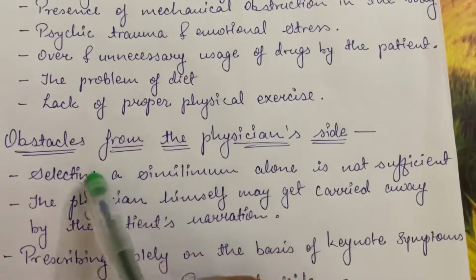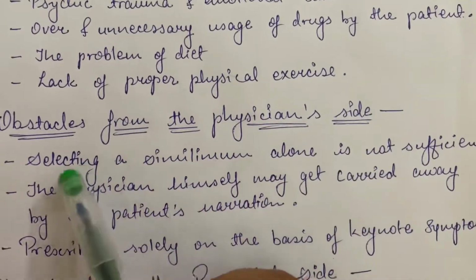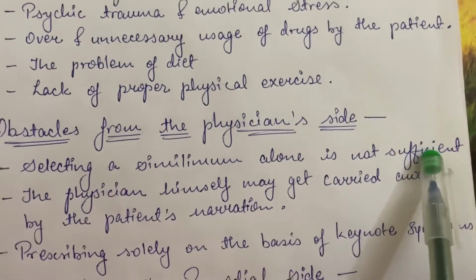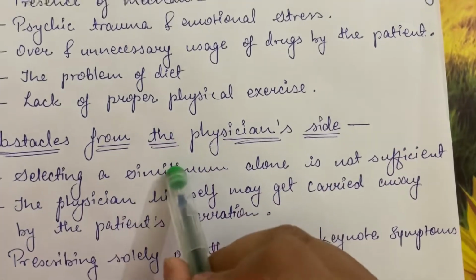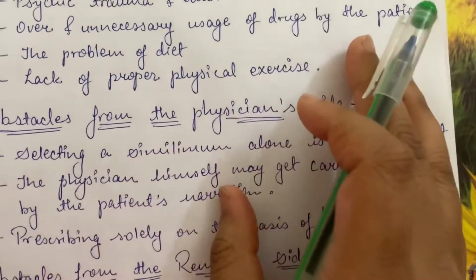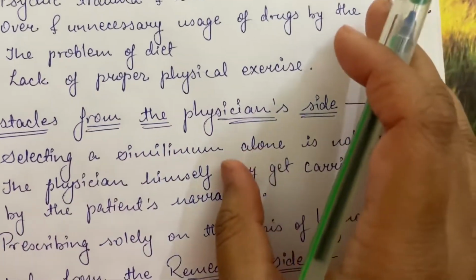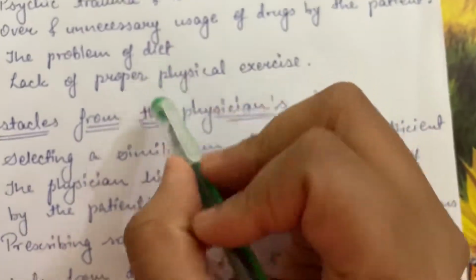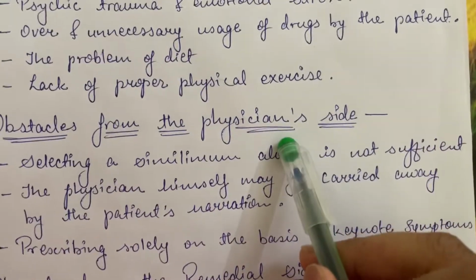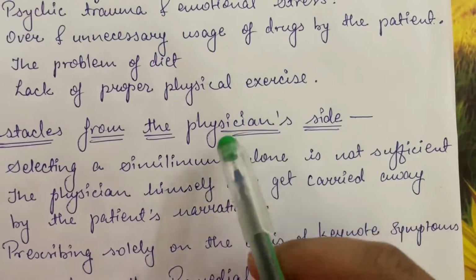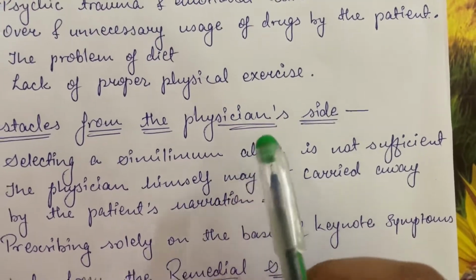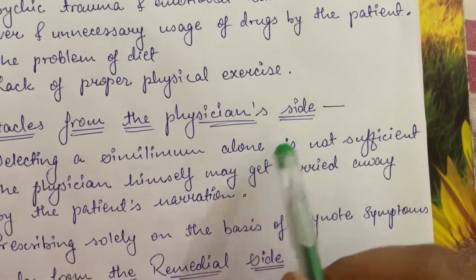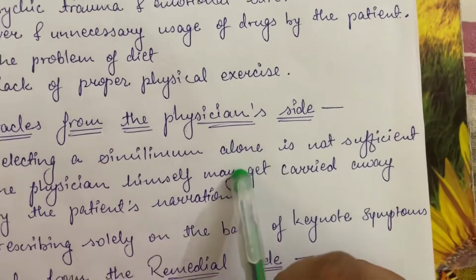Okay, now we'll see the obstruction from the physician's side. So what is the physician side obstruction? Selecting a similimum alone is not sufficient. Okay, if we just find the similimum and leave it, meaning we give the medicine, then it will not act more on the patient. Whenever we select a remedy, at that time we take care that the potency of that selected remedy should be proper, absolutely accurate, so that it will act upon the patient. So the accuracy of the potency should always be maintained.